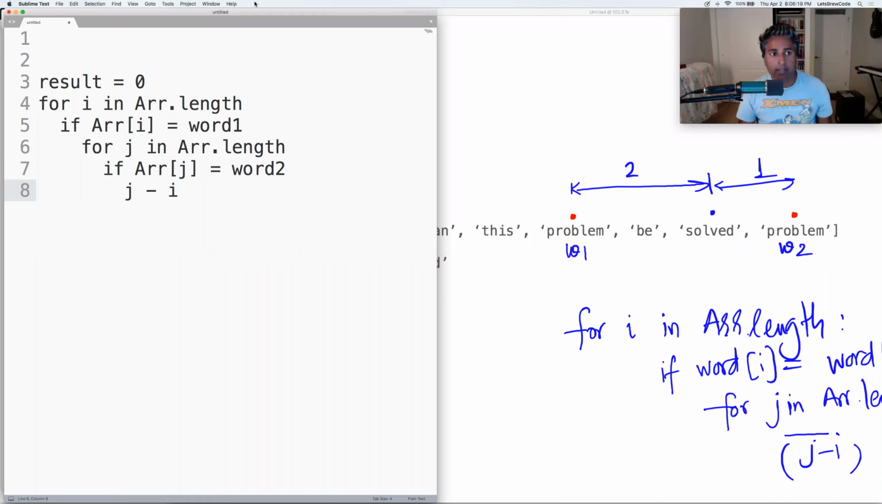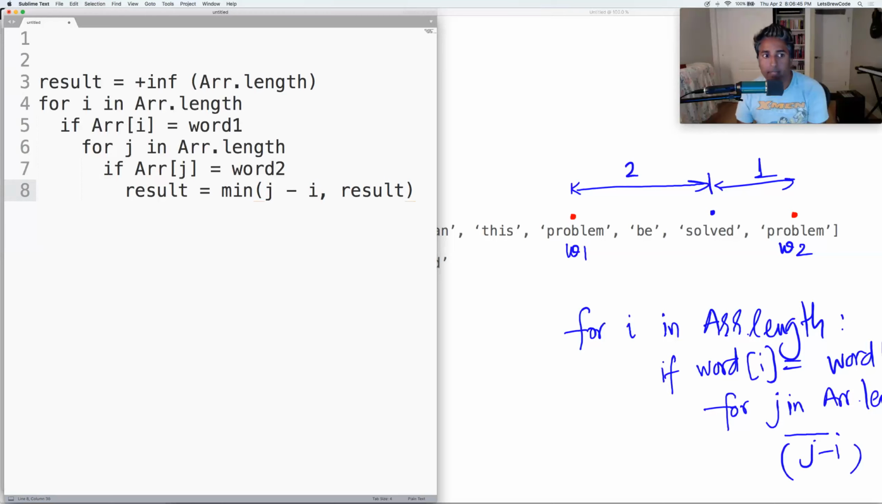And initially, we want to find the minimum possible. So what we do here is keep this as plus infinity, or keep this as array dot length. That's the maximum you can go. One of the two. So basically, result will be equal to the minimum of either this or the existing result, something like this. And you continue this, and in the end, you return the result. So that's a very brute force solution.